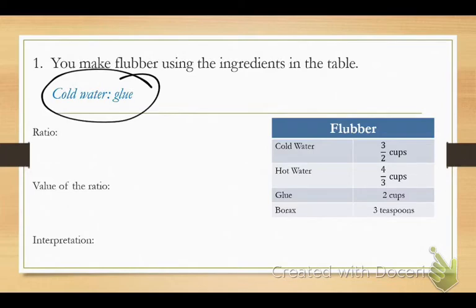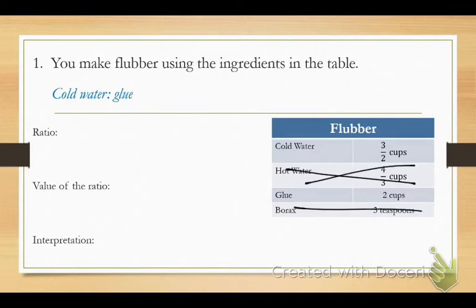Okay, when I ask you for ratios, I'm only going to compare two quantities or two things. So in this case right now, I don't really care about the hot water and I don't really care about the borax, all right? You don't have to cross it out, but just know those parts right now are not important. We are just focusing on the cold water and the glue, all right? So it asks us to write a ratio.